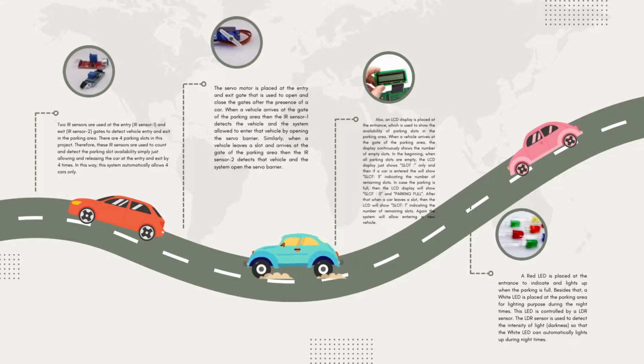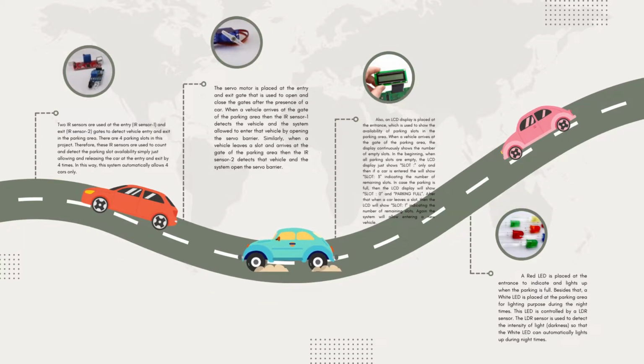This smart parking system project consists of Arduino Uno, two IR sensors, two servo motors, an LCD display, and LEDs, where the Arduino is the main controller that controls the whole system. Two IR sensors are used, IR sensor 1 at the entry and IR sensor 2 at the exit gate, to detect vehicle entry and exit in the parking area.